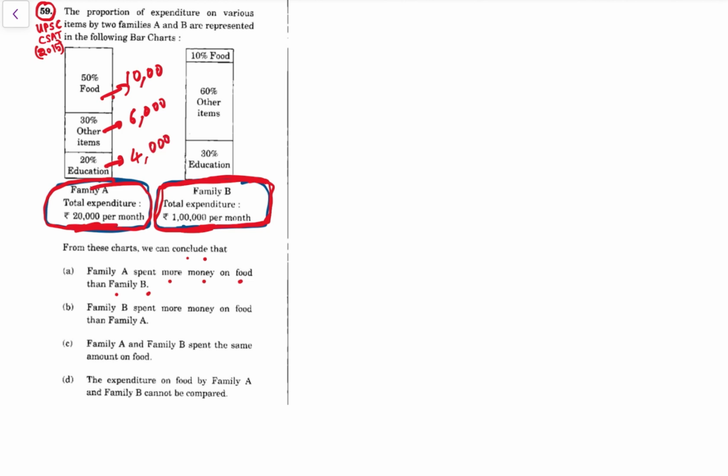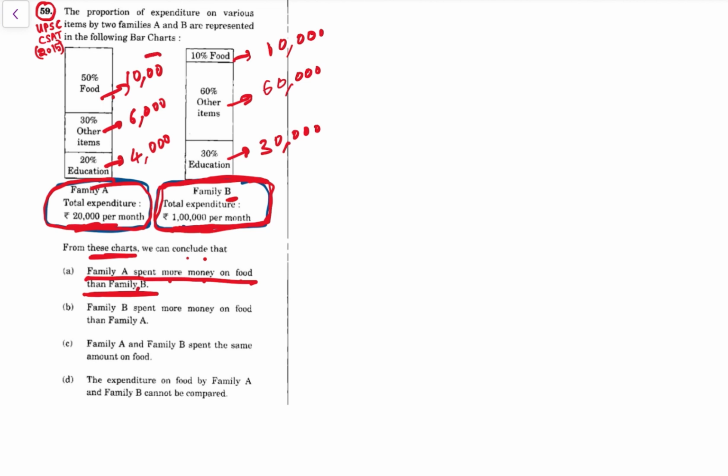Similarly, family B is spending total 1 lakh per month. 30% on education, so 30% of 1 lakh, 10% is 10,000, so 30,000 on education they are spending. 60% on other items, so 60,000 on other items. Then 10% on food, so 10% is 10,000 on food. So that's what we got. So now, from these charts we can conclude that family A spends more money on food than family B.